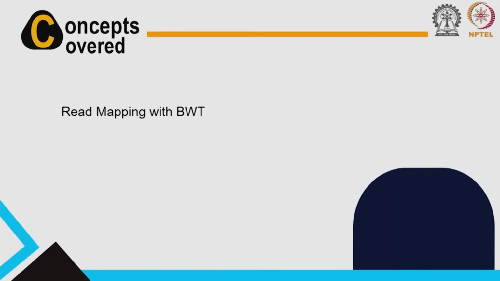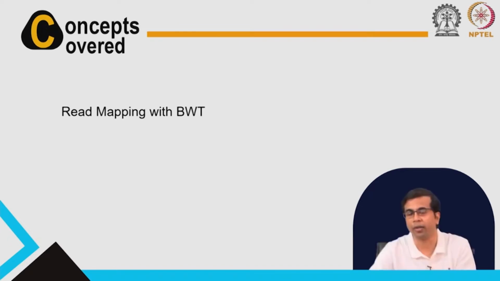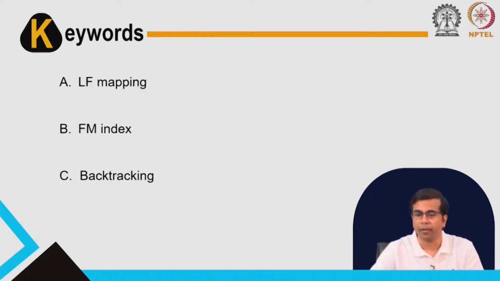We will be looking at the process of mapping reads with these BWT based methods. These are the keywords that we will come across in today's class: LF mapping, we have introduced this term before; FM index, this is a new term that we will explain in this presentation; and backtracking.